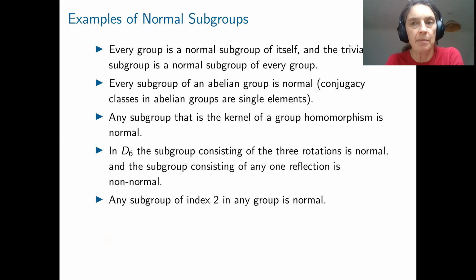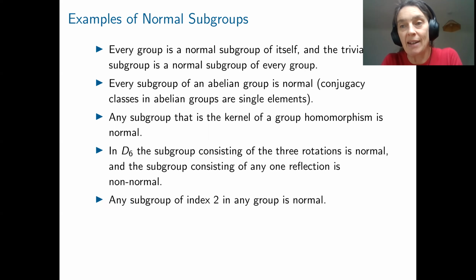Okay, a few examples. Every group is a normal subgroup of itself, and the trivial subgroup is a normal subgroup of every group. Those two conditions are easily checked no matter which version of the definition you take. Every subgroup of an abelian group is normal, and remember, conjugacy classes in abelian groups are just single elements, and certainly every subgroup is a union of single elements. Any subgroup that's the kernel of a group homomorphism is normal, and we will see the reason for that in a couple of minutes.